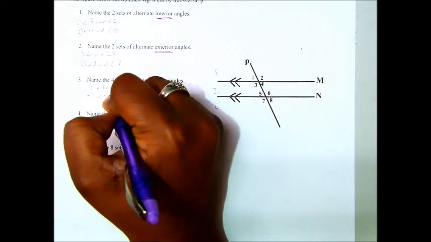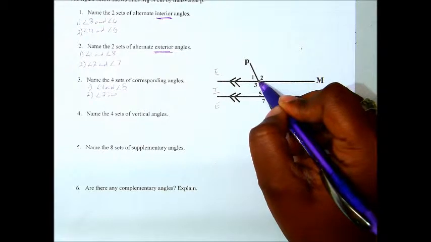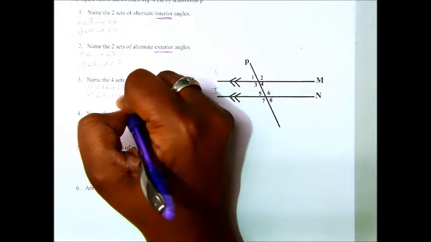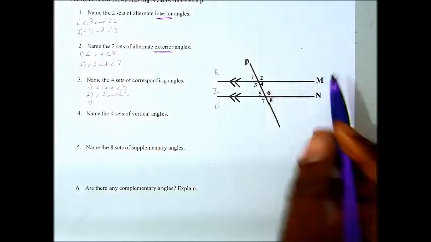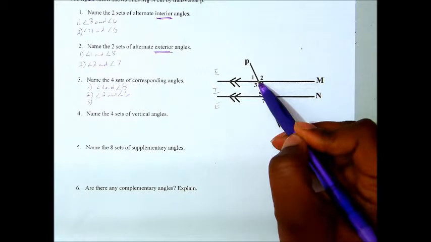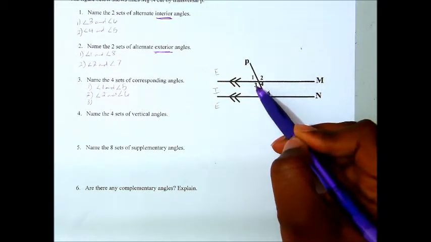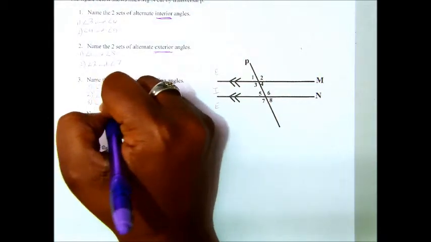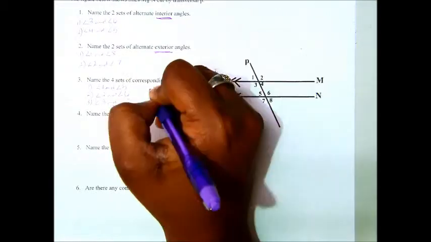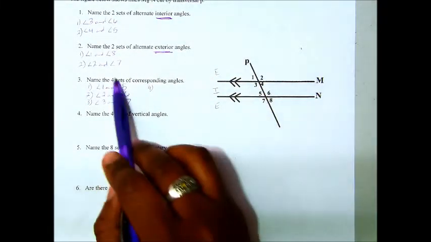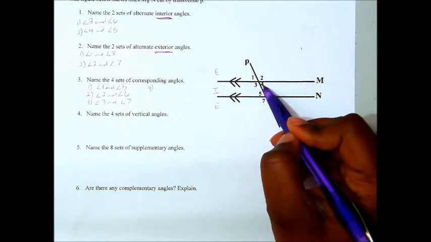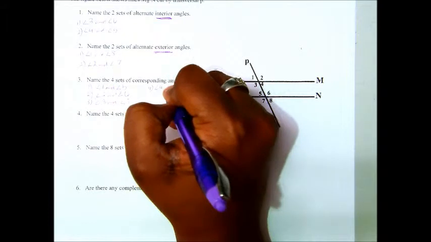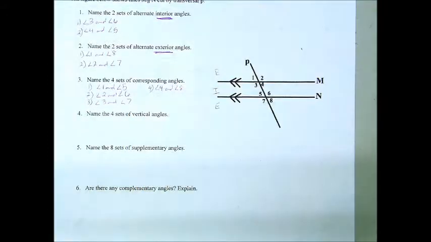Angle 2, to get to angle 2, it's at the top to the right. So I'm going to go down here, up to the right, so that's angle 6. Angle 3, if I start here, angle 3 is down to the left, so I'm going to go here, down to the left, that's angle 7. Angle 3 and angle 7 are congruent. And the last one, 4. If I do 4, I had to go down to the right. So here, down to the right. So angle 4 and angle 8. Done.